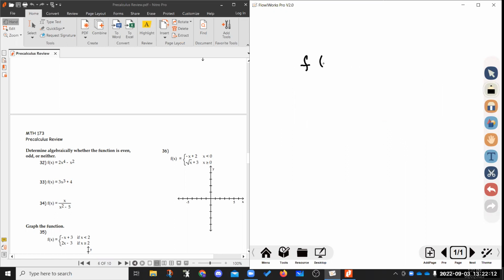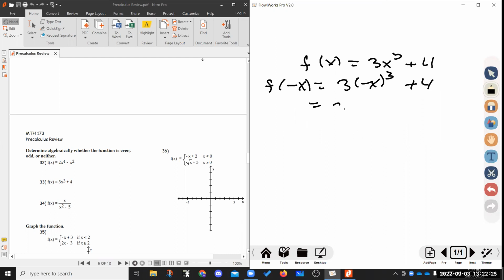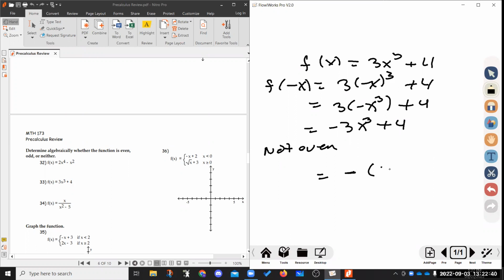Number 33, f of x is equal to 3x to the third plus 4. So f of negative x is going to be 3 times negative x to the third plus 4, which is negative 3x to the third plus 4. That's not the original, so it's not even. I'm going to try and factor out a negative 1: negative 1 times the quantity 3x to the third minus 4. This is not the original, so it's not odd. So it's neither.